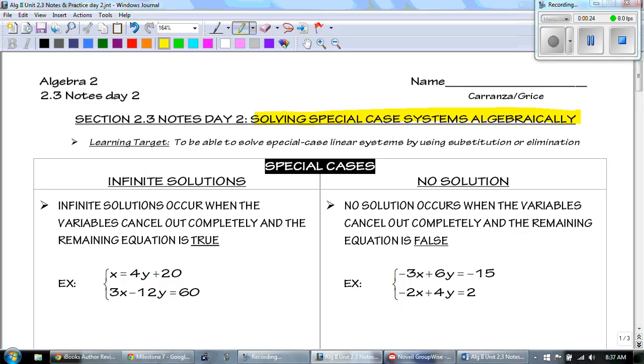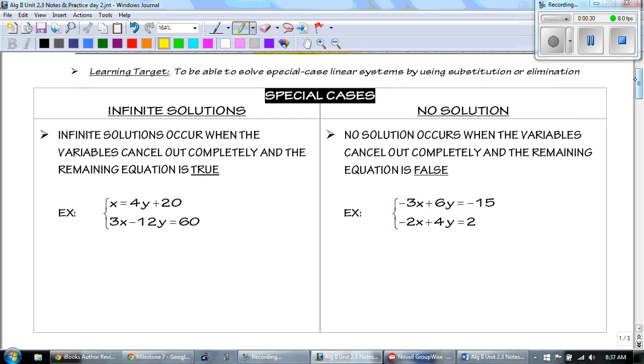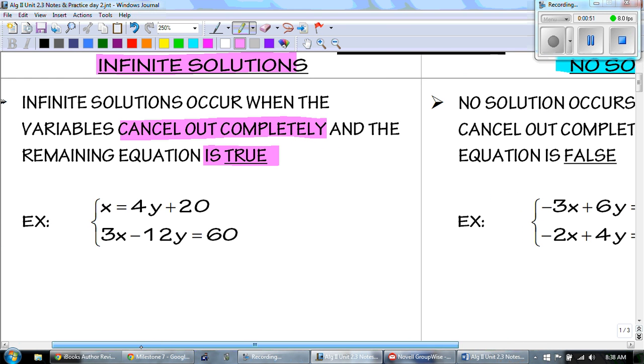The first thing we're going to be talking about are different special cases, and that's infinite or no solution. So we've got infinite solutions on our left and no solutions on our right. Infinite solutions occur when the variables cancel out completely and the remaining equation is true. So let's go ahead and look at our first example.